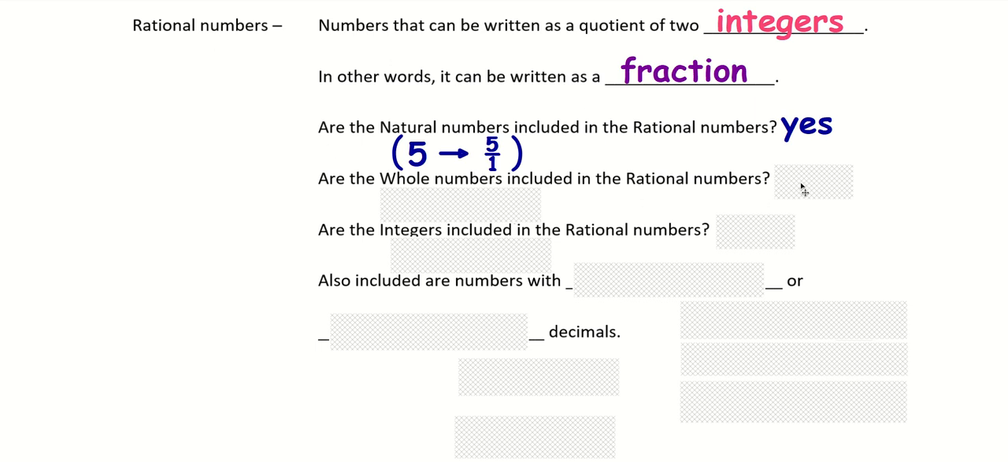The whole numbers, yeah, for basically the same reason. So 0, I guess, is the only whole number that's not natural. Can you write 0 as a fraction of two integers? Yeah, it's the same thing. 0 over 1. Are the integers, is every integer also, can you also label it as rational?